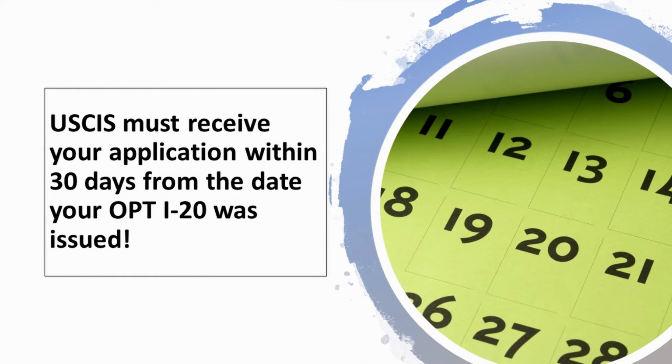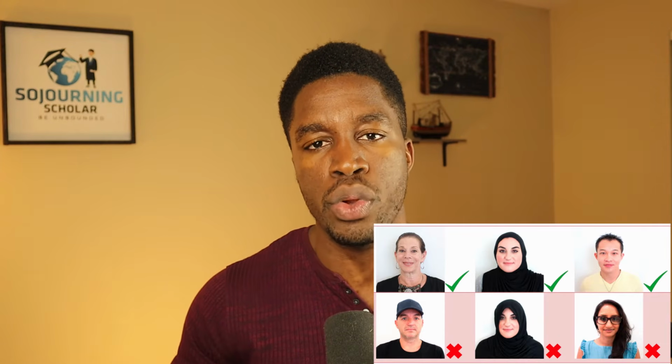You should also note that USCIS must receive your OPT application within 30 days from the date this Form I-20 is issued. Otherwise, USCIS could reject your OPT application. Next, you're going to need a valid government-issued passport, a 2" by 2" colored passport photograph of yourself taken recently, and you can see examples of photographs that meet the US photo requirements using the link you can find in the description section below.